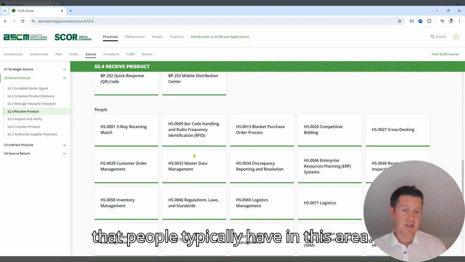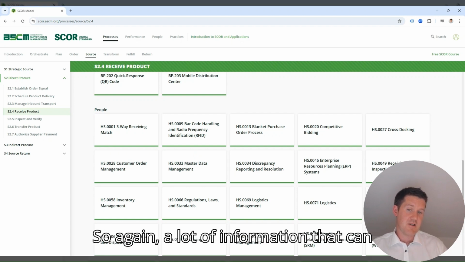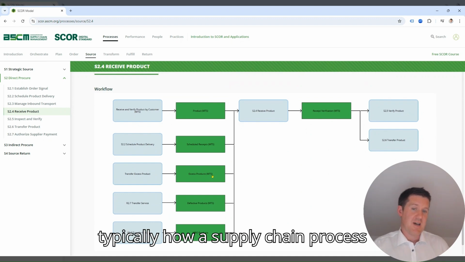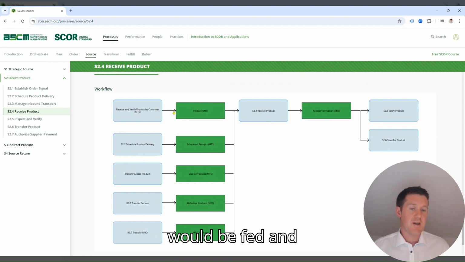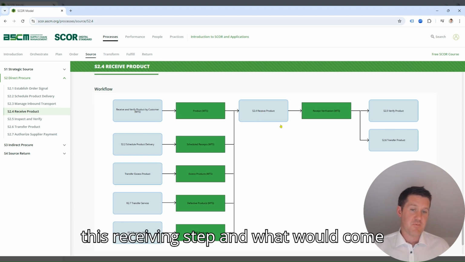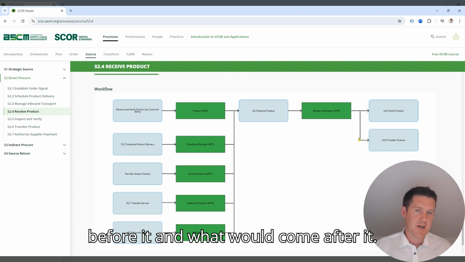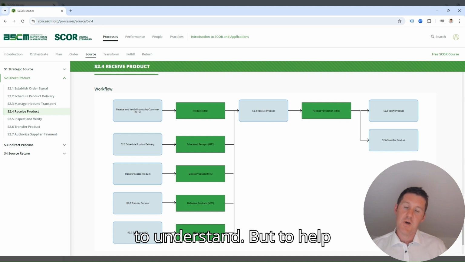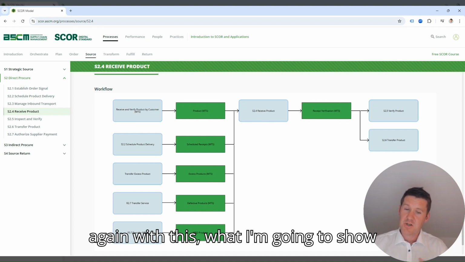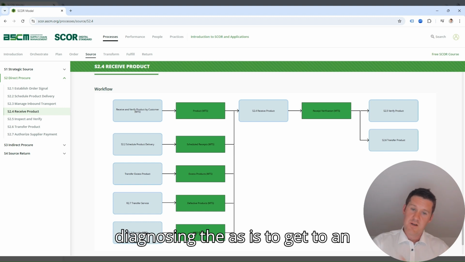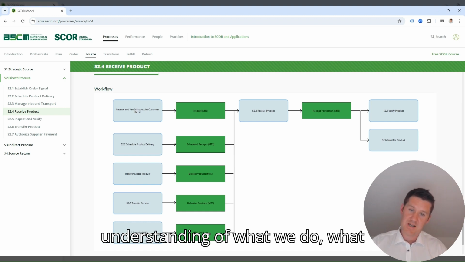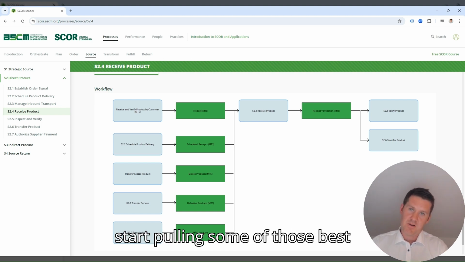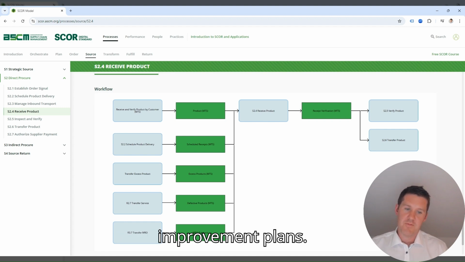We've got different skills that people typically have in this area. So again, a lot of information that can help us diagnose, well, this is typically how a supply chain process would be fed, and this receiving step and what will come before it and what will come after it. So again, massive amounts of information here that I can click on and go through to understand. But to help again with this, what I'm going to show you is how we go through diagnosing the as-is to get to an understanding of what we do, what issues we have, and then to start pulling some of those best practices to come up with real improvement plans.